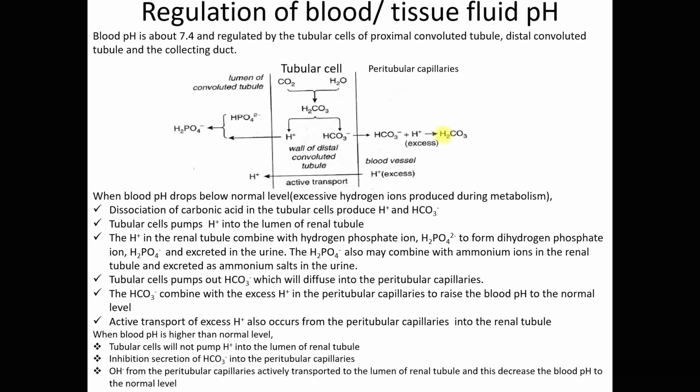So when blood pH is higher, meaning there is an excess of hydroxide ions here, right? Pak high pH means there are many OH negative ions here. So the hydroxide ions from the peritubular capillaries will be actively transported to the lumen of the renal tubule. The excess hydroxide ions from the peritubular capillaries will be directly transported actively into the lumen of the renal tubule, and this will decrease the blood pH to the normal level.